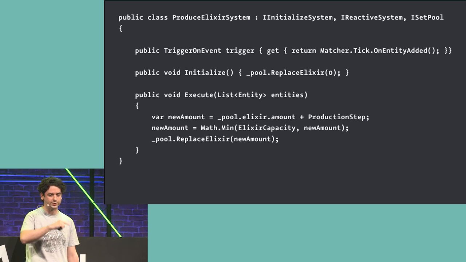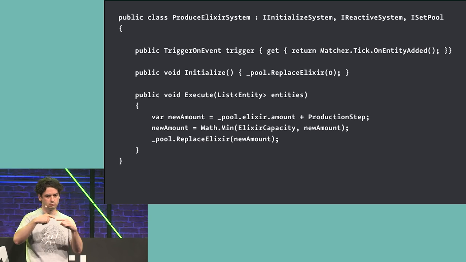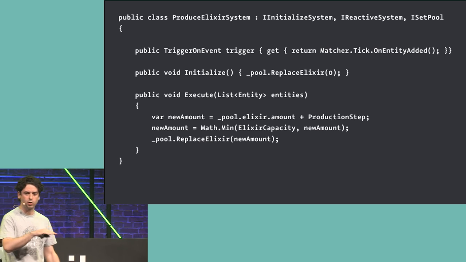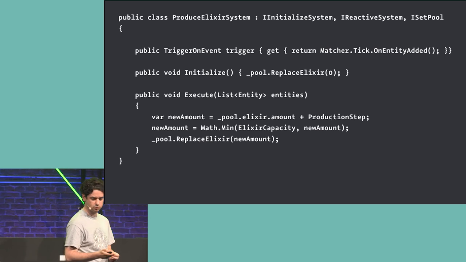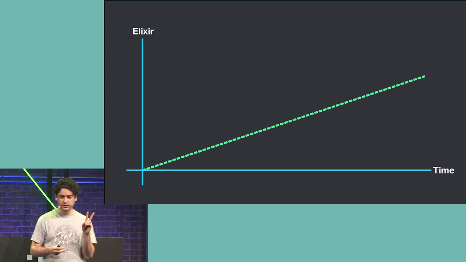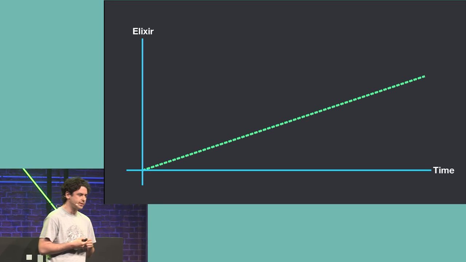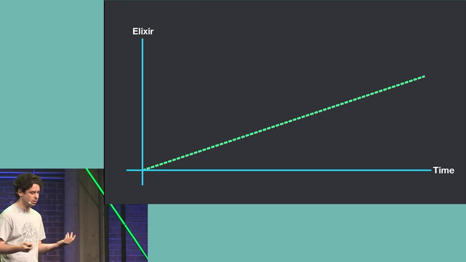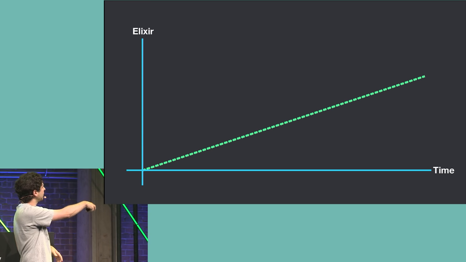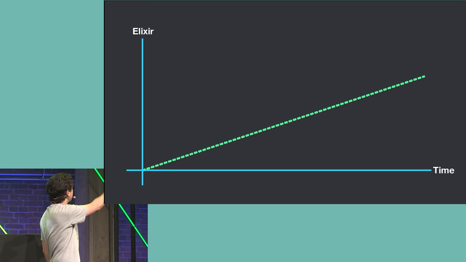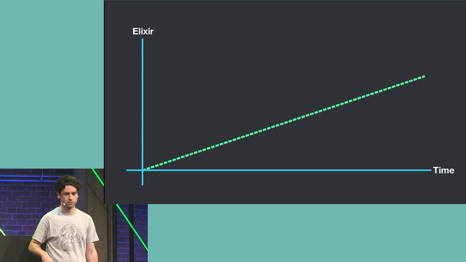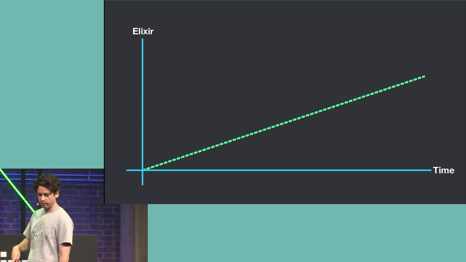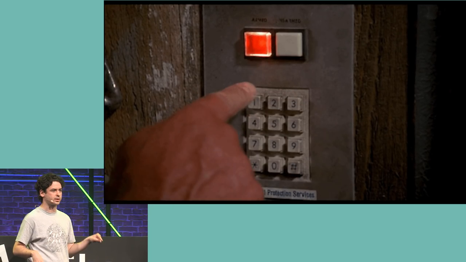Because we know we won't change the time if we are paused globally. All right. With these two systems, we already can represent the basic economy of this game. So we have elixir, we have time. And then over time, we get more and more elixir. Makes sense, right?